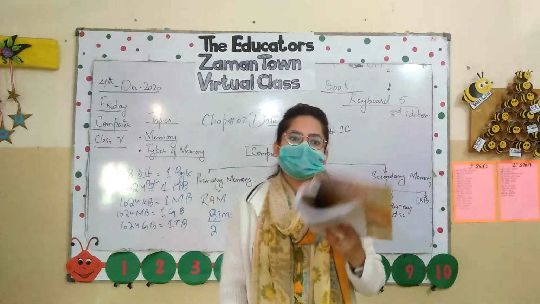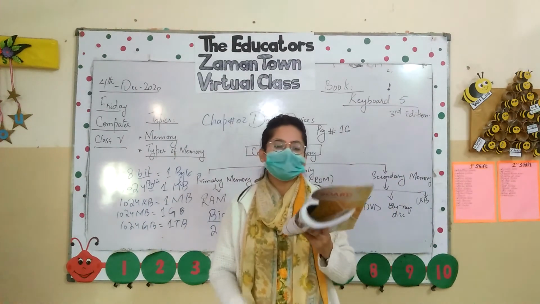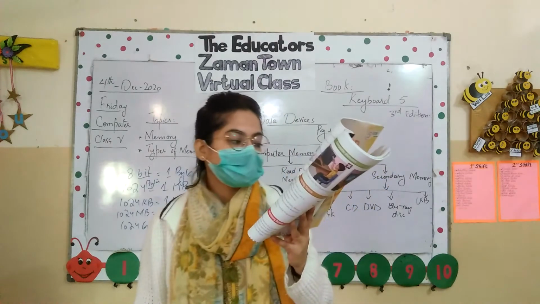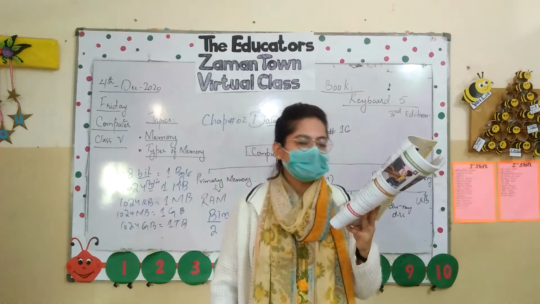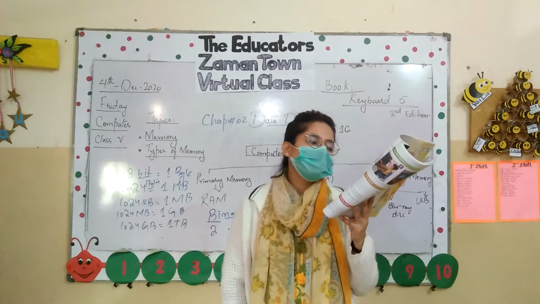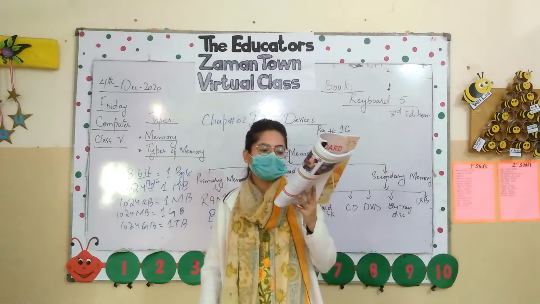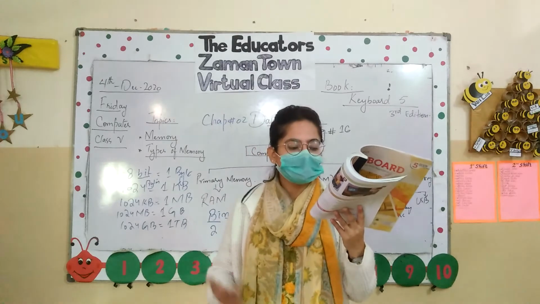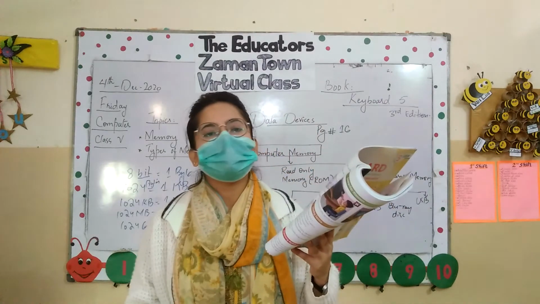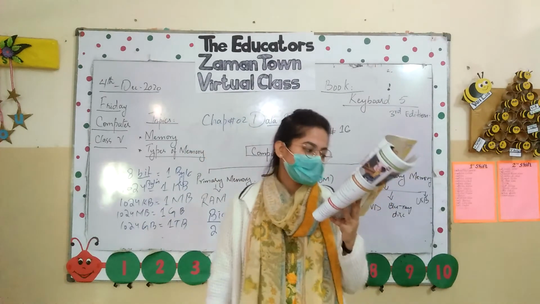The last one we have is the flash drive. We are using flash drives very efficiently nowadays. USB is also called a flash drive. It comes in various storage capacities. We know very well that it is available in 1 GB, 2 GB, 4 GB, according to your requirement, up to 16 GB and so on.